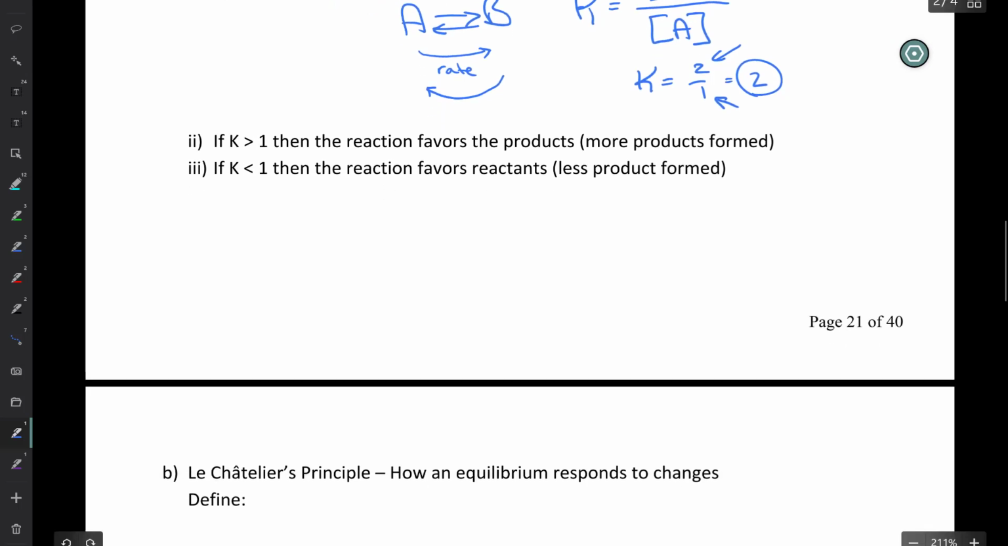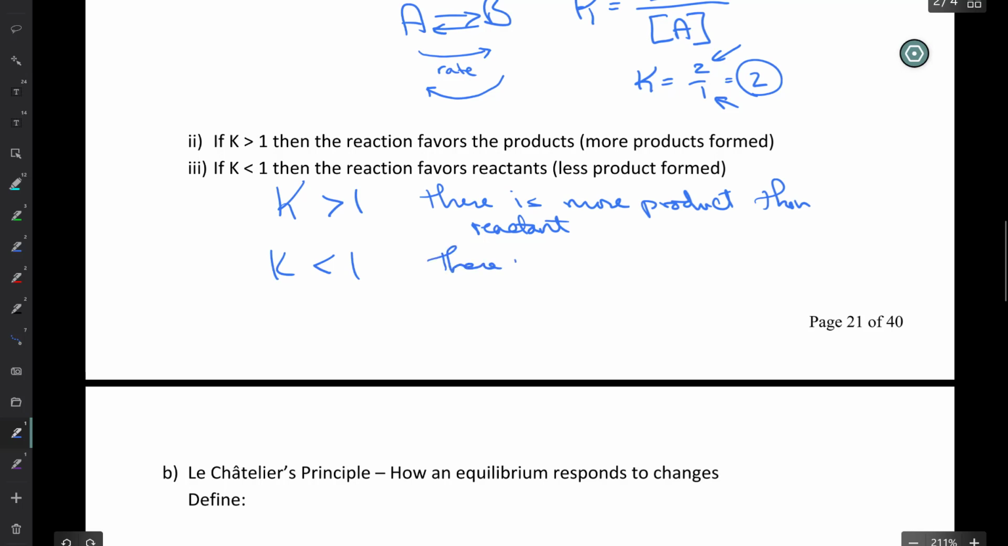So in general, when K is greater than 1, there's more product than reactant. When K is less than 1, then there is more reactant than product. It's the opposite, right? So fewer people stayed, more people went back. That's essentially what we're talking about.